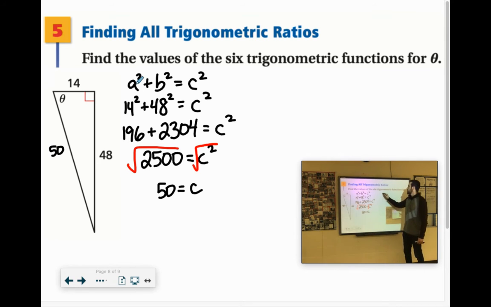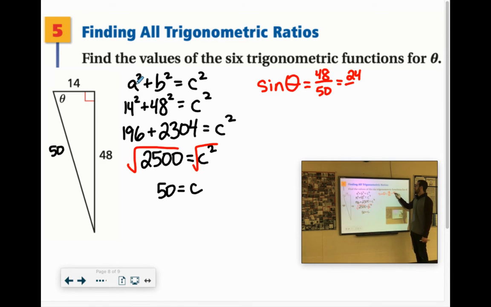Okay, so cosine. Oh, sorry, let's start with sine. Duh. So sine of theta, remember sine is opposite over adjacent, or sorry, opposite over hypotenuse. So the opposite would be 48. The hypotenuse is 50. 48 and 50 are both even, so we can divide them both by 2, which would give us 24 over 25. The cosine of theta would be the adjacent side, which is 14, over the hypotenuse, 50. They're both even, cut them in half, 7 over 25.